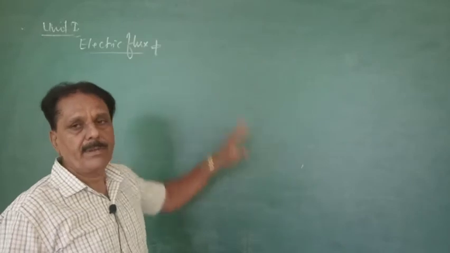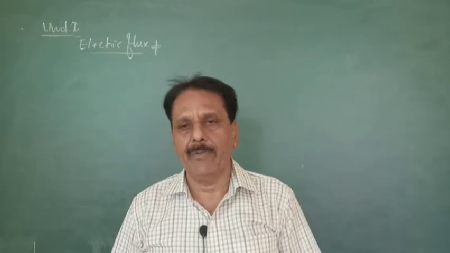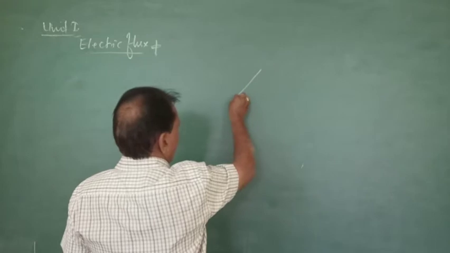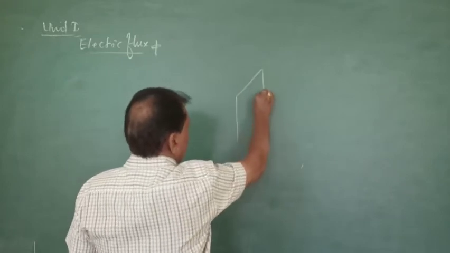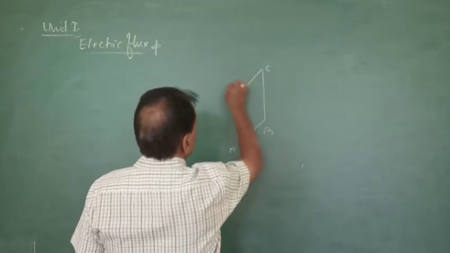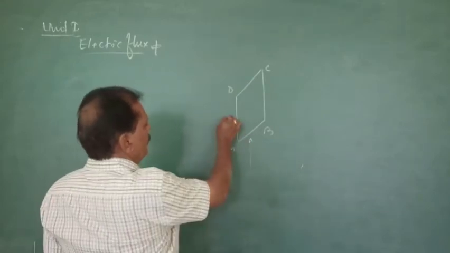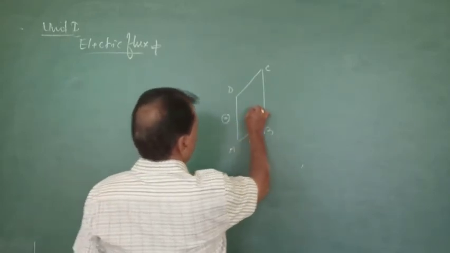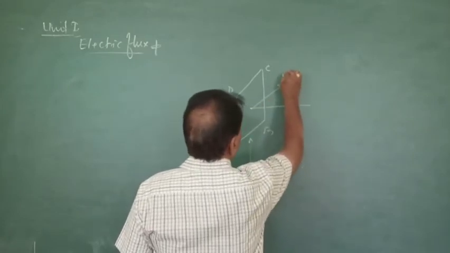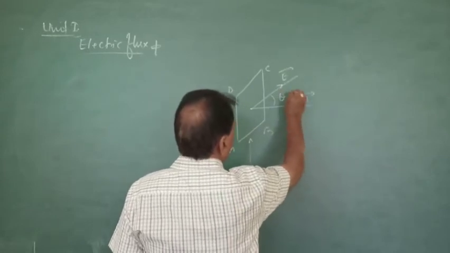Today I will start with electric flux in your chapter of electric charge and field. To define electric flux, we have to draw a plane surface behind which, due to the presence of charge, there are electric lines of force that incline with the area vector of the surface by an angle theta.